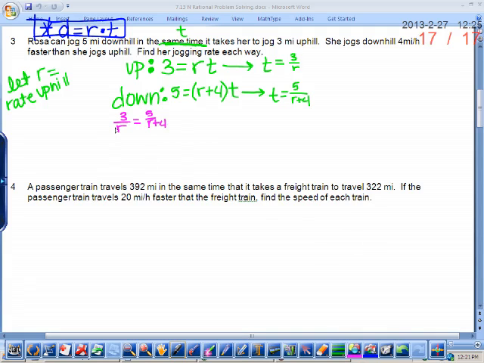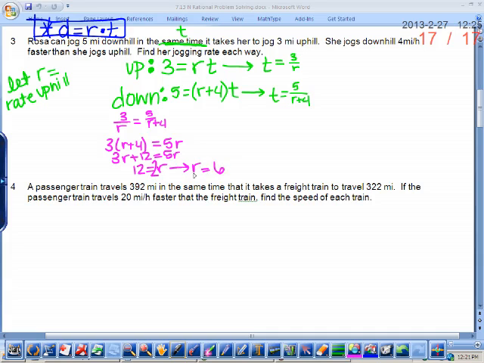Now this is just a proportion, right? You can get your common denominator, but we know with these simple ratios, getting a common denominator is the exact same as cross multiplying. So whichever one kind of makes more sense to you. So I'm going to go ahead and take my next step. So I get 3r plus 12 equals 5r. 12 equals 2r. So r equals 6.